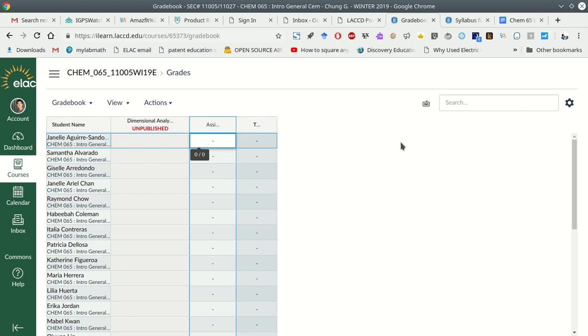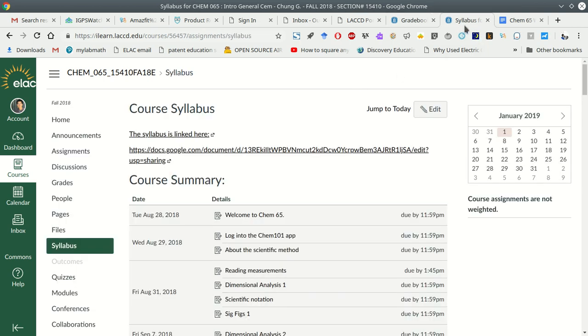That only works on the computer. Canvas will not do that on your phone. It's only when you use Canvas on the computer that you can put in imaginary grades to see what would happen to your total grade. And that is all. Thank you.